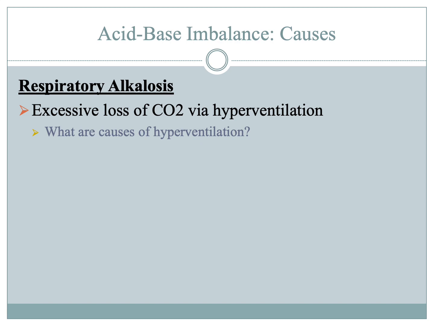Respiratory alkalosis is usually simpler. It's basically excessive loss of CO2 via hyperventilation. We can correct it pretty quickly because all we have to do is slow down the breathing. Well, that's not always as easy as it sounds. First of all, we can have someone who's very anxious, right?